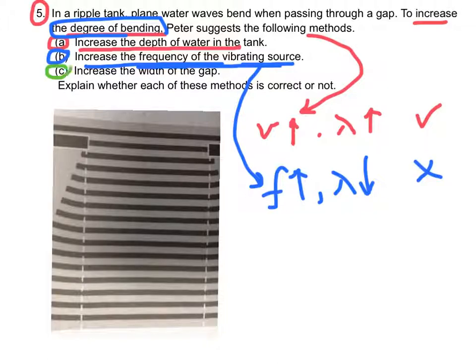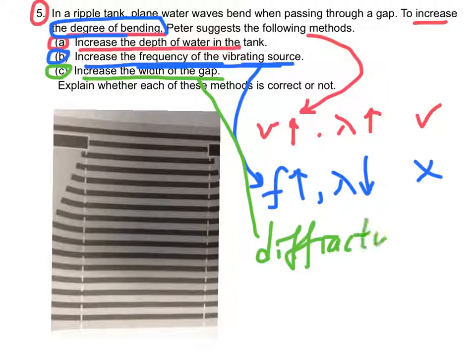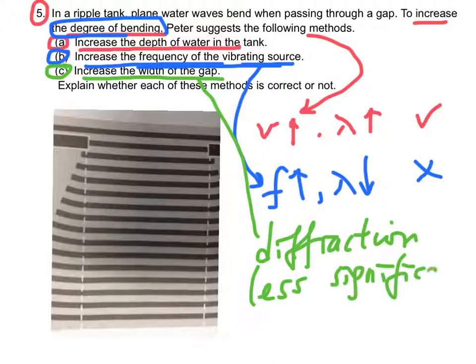In part C, if we increase the width of the gap, the deflection will be less significant. Therefore, this cannot increase the degree of bending. As a result, part C doesn't work.